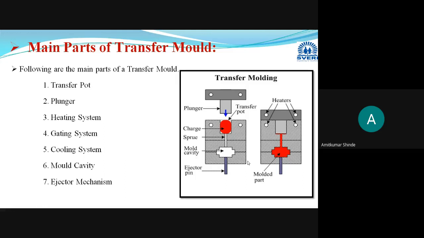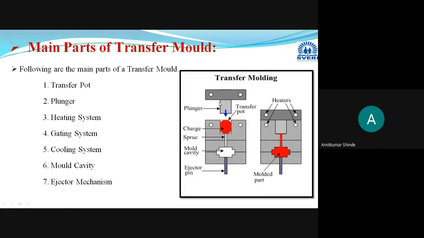parts. The first part is the transfer pot. Okay, this is your transfer pot, also known as the shooting cylinder. This transfer pot or shooting cylinder may be of a rectangular, square, or rounded or cylindrical shape. Basically, a rounded or cylindrical shape is used. As far as it is possible, we go for the round shape.